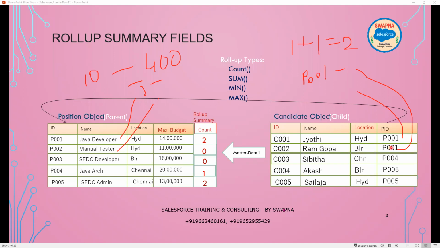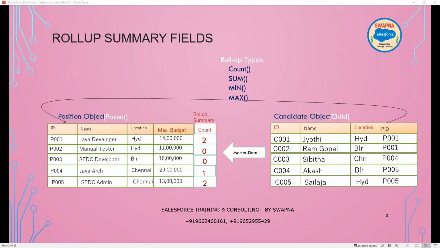In case any new position is added, for example, SFDC developer, now a new candidate has submitted the resume for, let's say, SFDC developer. As soon as the candidate's record is created, it will increase the count here from 0 to 1. So that is the purpose of a rollup summary field.